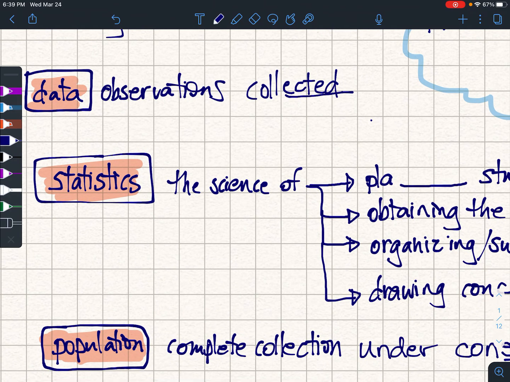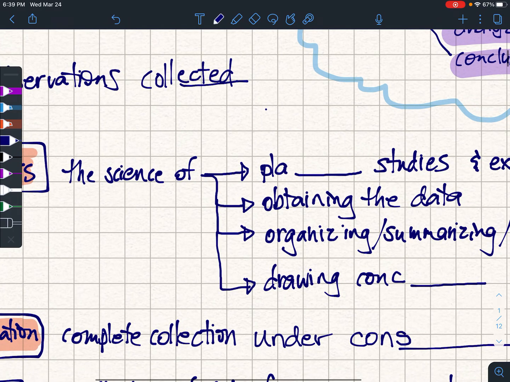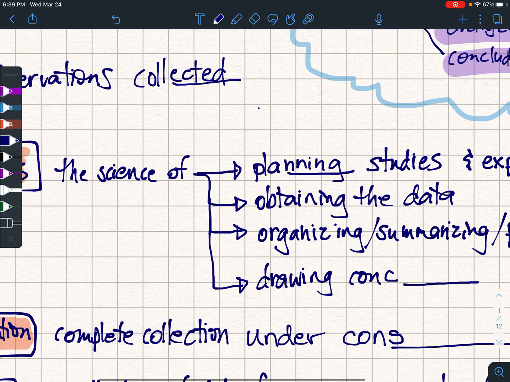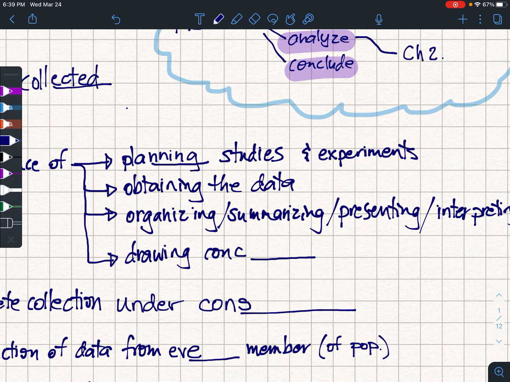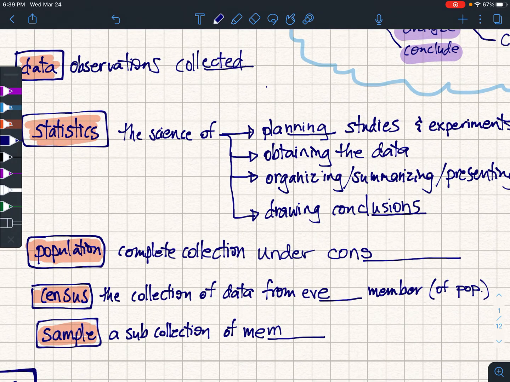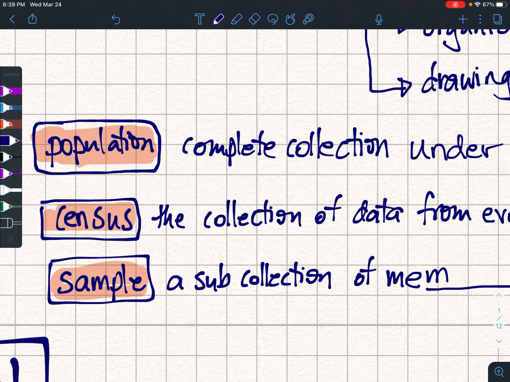Statistics. This is a general word that is used to describe the science of planning studies and experiments, obtaining the data from those studies, then going through a process of organizing, summarizing, presenting, interpreting, and finally, drawing some sort of conclusions. Because we don't want to have all that fun without ending up somewhere new. All right, so those are two very big general words, and now for 3 more peculiar words that we will be using in class.